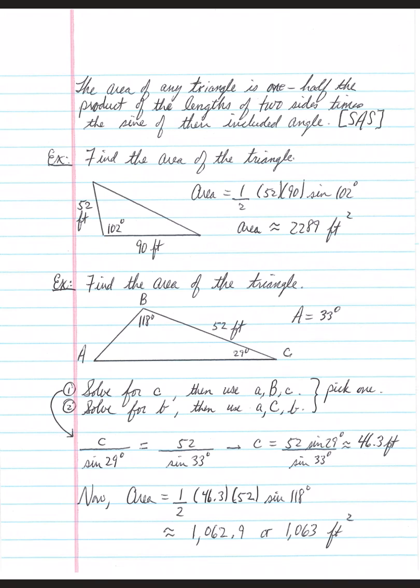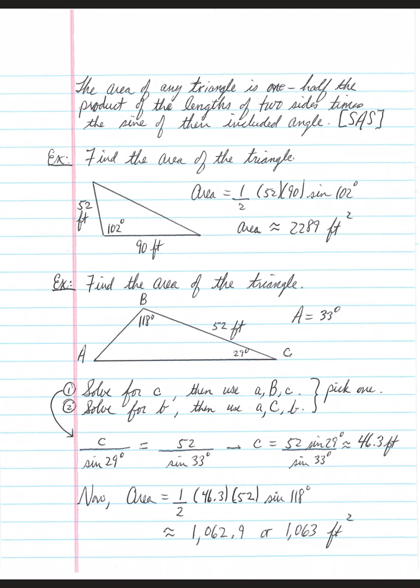Put this in your calculator. It might be easier actually to type this in as 0.5, and then you can just type it all in at one time. Area is in square measurements. These are in feet, so the area is 2,289 square feet.